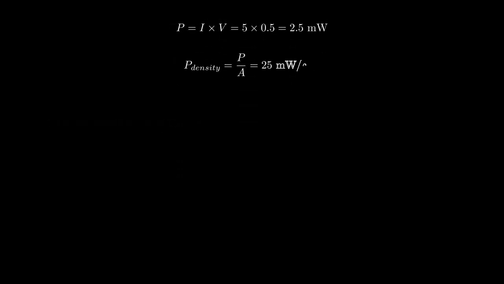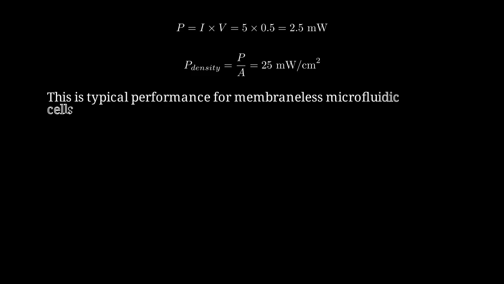Power density equals power over area. 2.5 milliwatts over 0.1 square centimeters equals 25 milliwatts per square centimeter. This 25 milliwatts per square centimeter is representative of current membraneless microfluidic fuel cell technology.